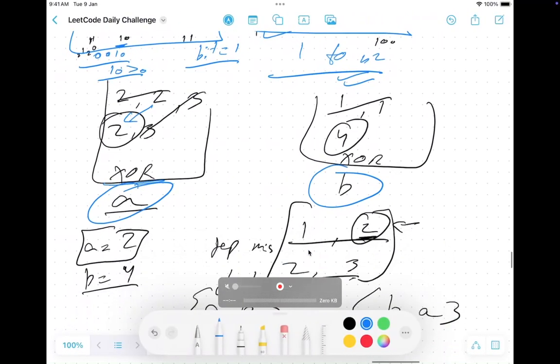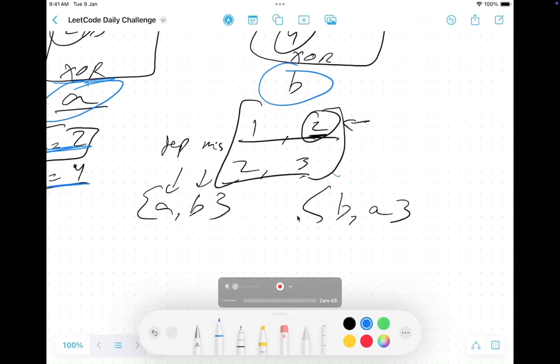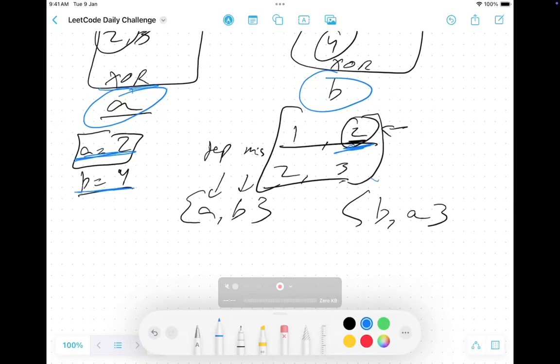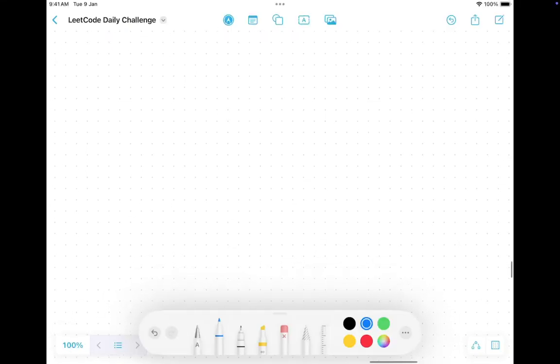Then in our next iteration, we know our A is 2, B is 4, but we don't know whether A is repeating or B is repeating. So we need to again iterate. If we find A here, our A is 2. If I find A here, it means A is repeating, else B is repeating. So that's about approach 1.